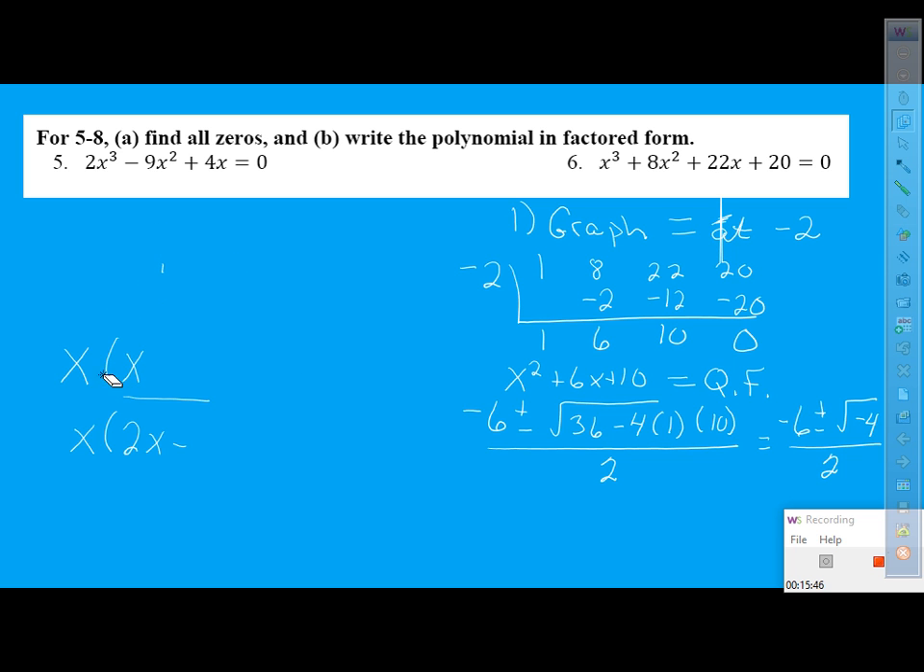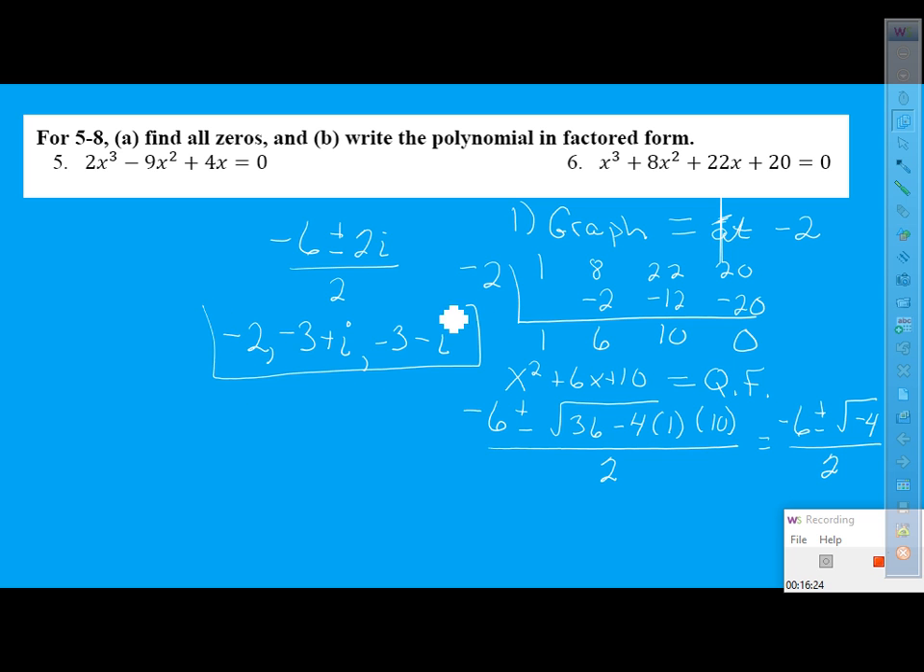Now I'm going to go ahead and reduce that radical as I can. So now I'm at negative 6 plus or minus the square root of negative 4, 2i, all over 2. Reduce it. So I'm going to have negative 3 plus i as one of my answers, negative 3 minus i as the other answer. So I reduce the negative 6 over 2 and the 2 over 2. And then guys, don't forget about that original one we found. So here's my zeros.